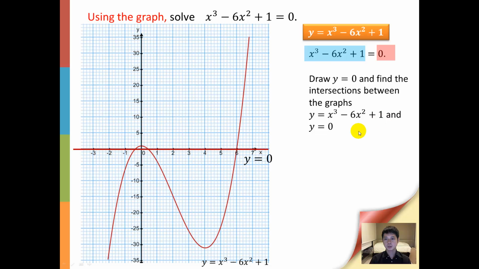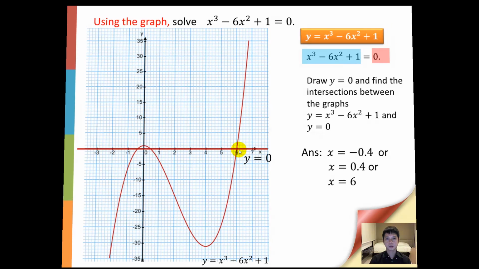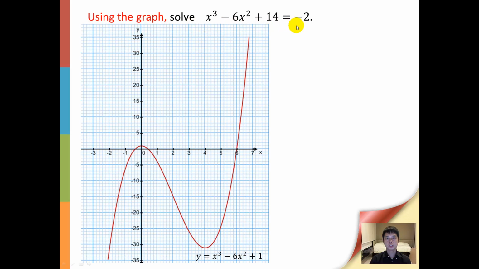Can you see how many points of intersection there are? Yes, there are 3 points of intersection, namely x equals to negative 0.4, x equals to 0.4, and finally x equals to 6. Next, we are asked to solve this equation here.